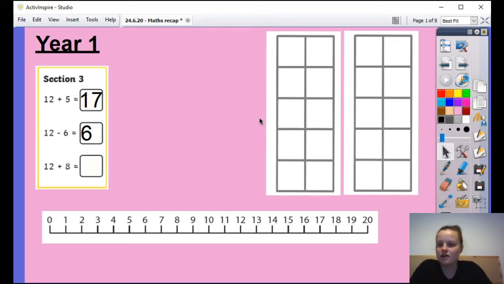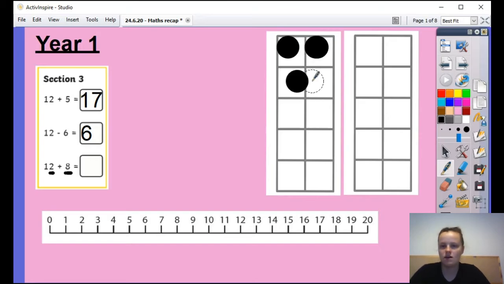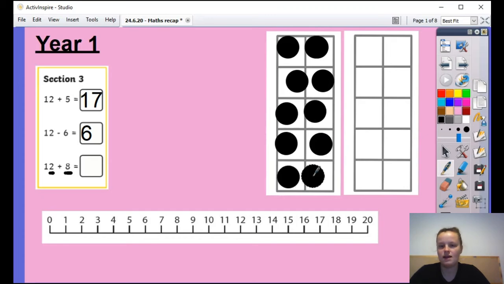Okay, so let's try and work this out. Now, some of you might have already noticed that we've got a 2 here and an 8. And some of you might already know a fact about 2 add 8 that will help you work out the answer to this. But let's start with our 10 frames first. So I need 12 counters to begin with. So 1, 2, 3, 4, 5, 6, 7, 8, 9, 10, 11, 12.